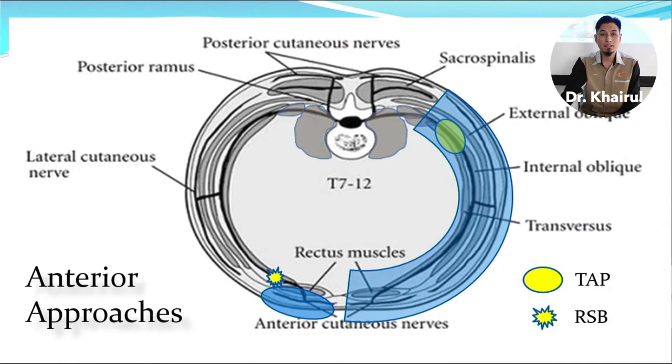In summary, I have given you five options of regional anesthesia for abdominal wall block. First one is the ESP. Second one is the thoracic paravertebral block. The third one is QL. The fourth one is TAP. And the last one is rectus sheath block.